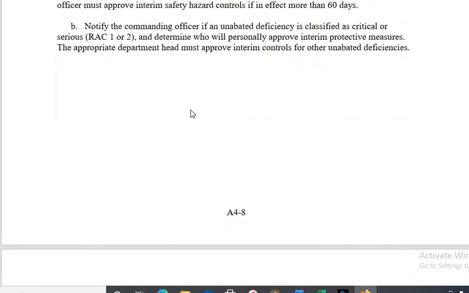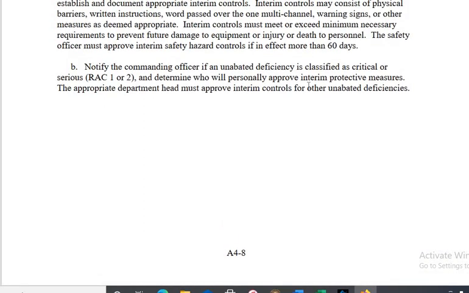And then the CO needs to be notified if any unabated deficiency, so unabated just means not corrected, is classified as critical or serious, so RAC 1 or 2, and they will determine who will personally approve interim protective measures. So the department head must approve interim controls for other unabated deficiencies.